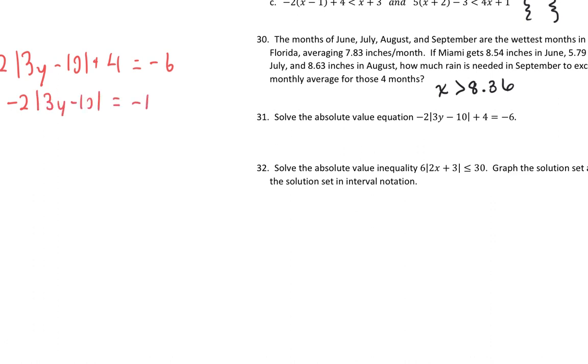So first thing I do is I bring that 4 over. Now I'm going to divide by the -2. So now I have the absolute value thing on its own. It's going to equal +5, because -10 divided by -2.